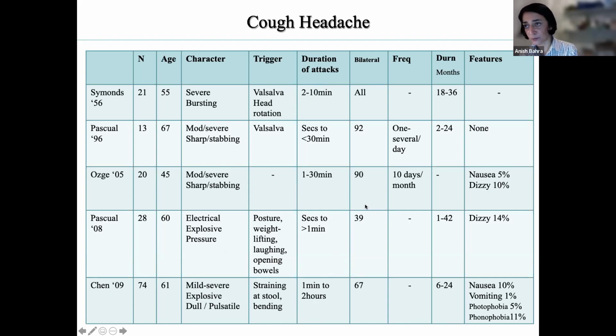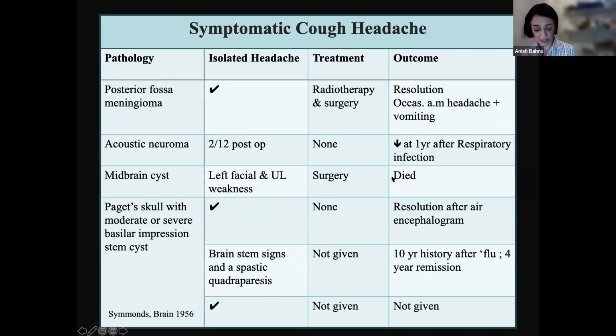Laterality doesn't really help you. They can be bilateral, but they can be unilateral. And again, the frequency will develop and be based on what's causing the cough at the time and whether the disorder is active at that time.